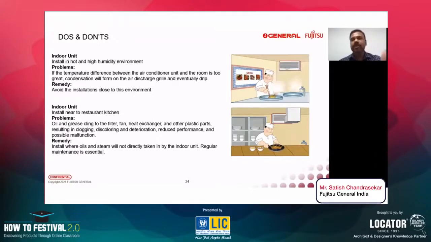and installation near a restaurant kitchen. Again, here we all know how smoke and grease form on the kitchen walls and ceiling. The oil and grease cling to the fan, the heat exchanger, and other plastic parts. This will definitely lead to deterioration in the performance of the air conditioner. So you may get issues like the AC is not cooling, or some malfunction. The air conditioner needs to be placed in a location where the smoke and fumes from the kitchen don't get into it. And especially in kitchens, regular maintenance is essential. Once in 3 months, it has to be done regularly.